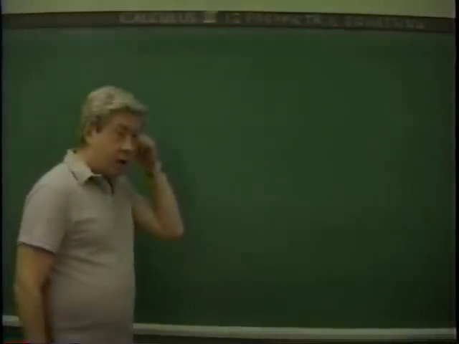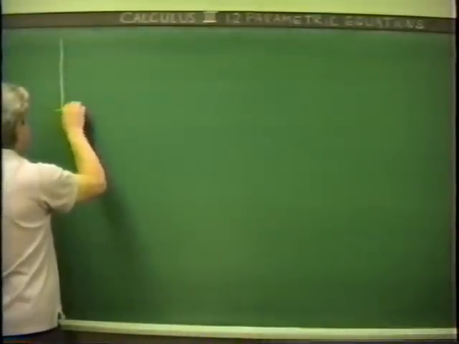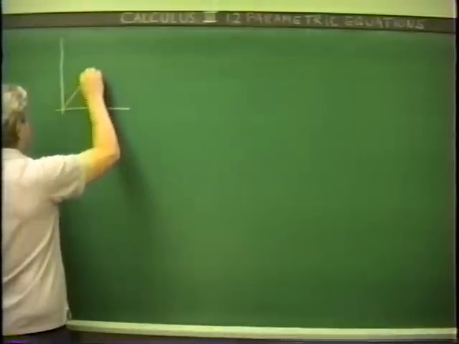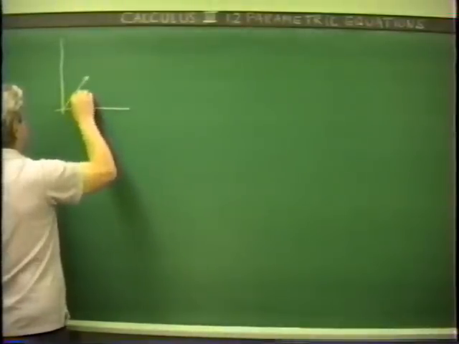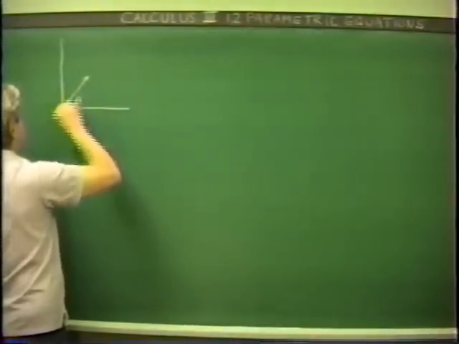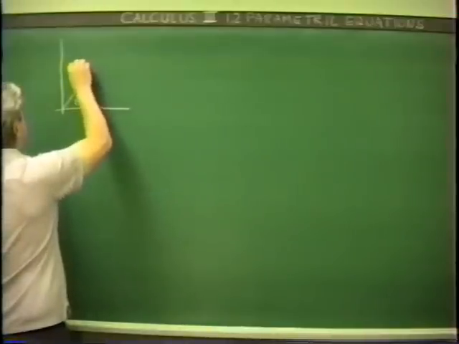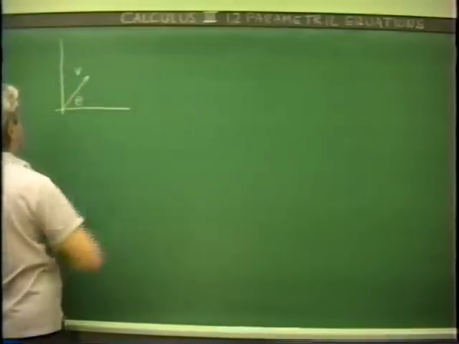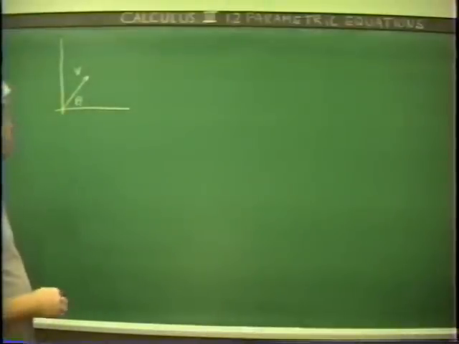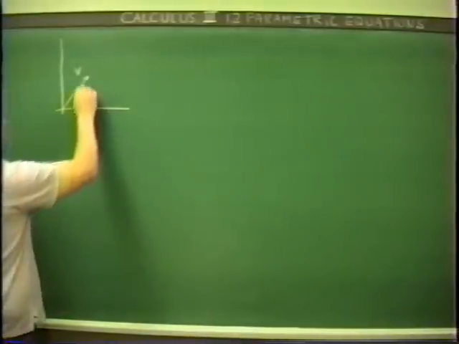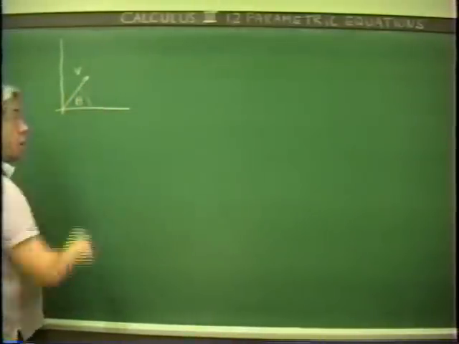Let's take a look at another example of parametric equations. And this time, we want to consider a projectile, from the origin with a velocity v, in units of distance per unit of time, at an angle theta from the origin.